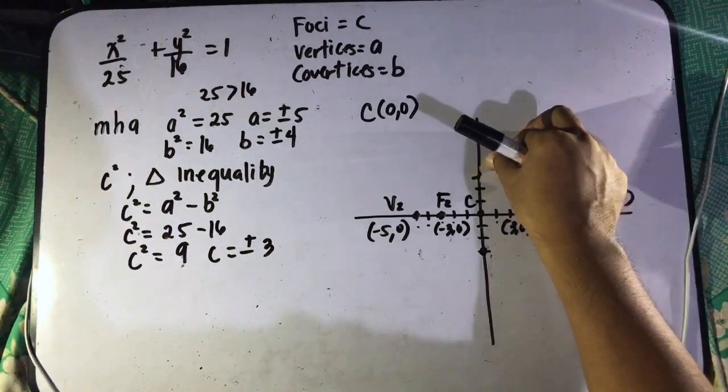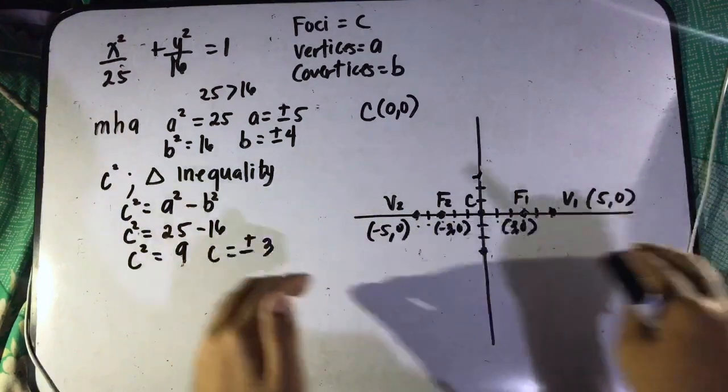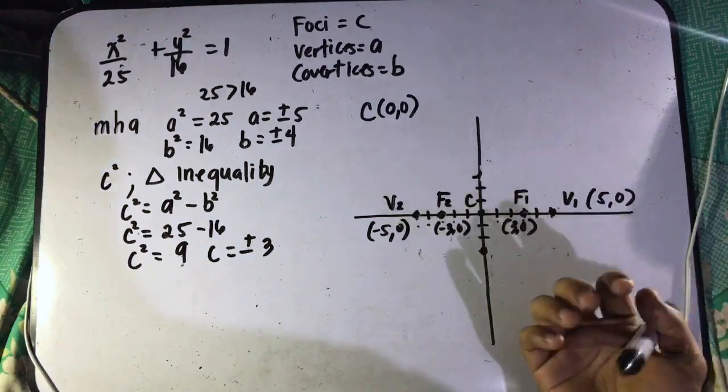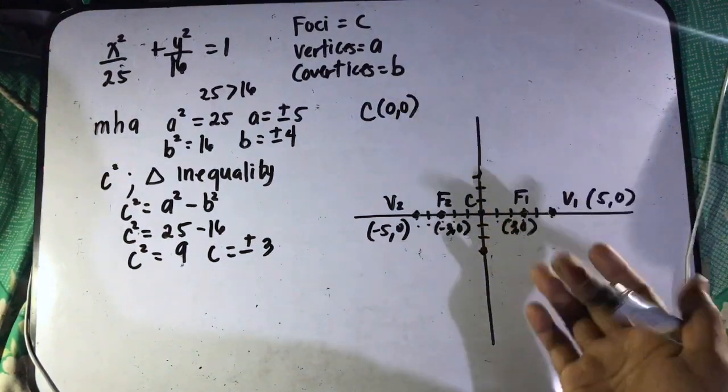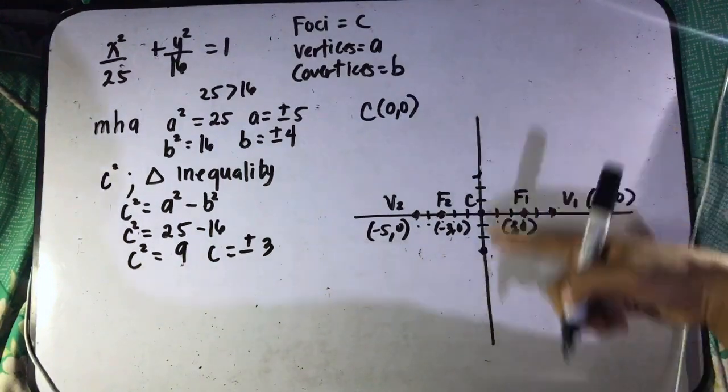So, ang kailangan na lang natin is yung co-vertex. Pag sinabi natin co-vertex, it is in the minor axis. Kung yung major axis natin is the horizontal, ang kailangan naman natin isolve is yung minor axis. So, nasan day minor axis? Minor axis is the y-axis. Pag co-vertices, B yung kailangan natin. Ano ba yung B? Plus, minus 4. Ibig sabihin, tataas tayo ng 4, bababa tayo ng 4.